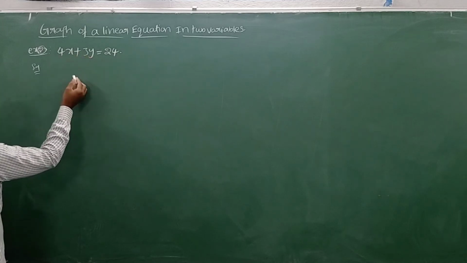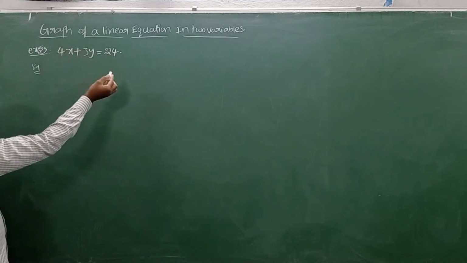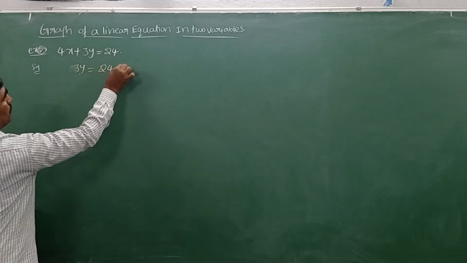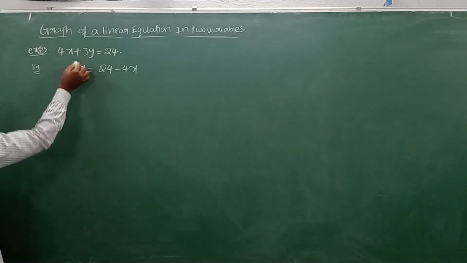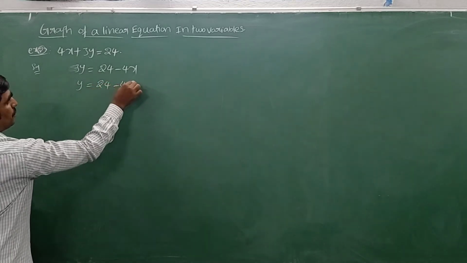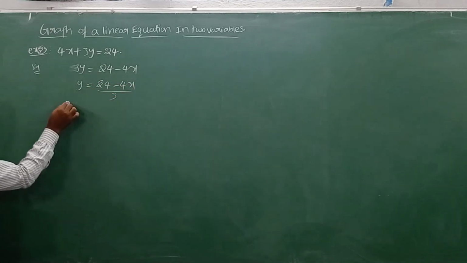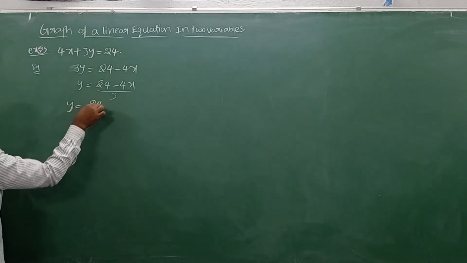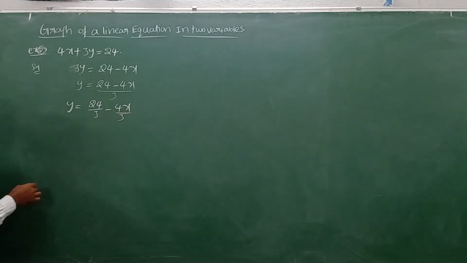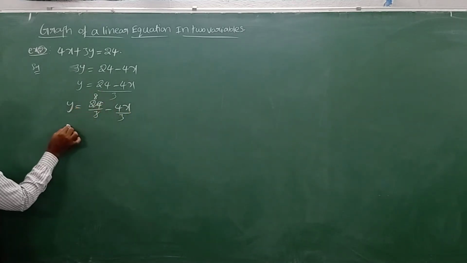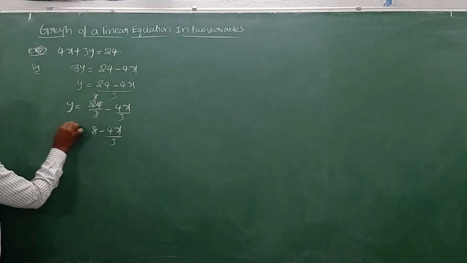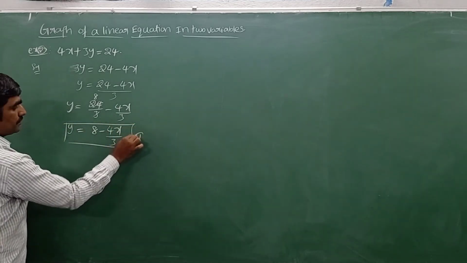So let me find the y value from here. To find the y value, transpose 4x to that side. I mean 3y is equal to 24 minus 4x. I want to find y, so transpose the 3 to that side. We get y is equal to (24 minus 4x) by 3. Let's simplify this by separating the denominator. y is equal to 24 by 3 minus 4x by 3. Simplify: 3 eights are 24. We get y is equal to 8 minus 4x by 3. Yes, this I got. So make it equation 1.